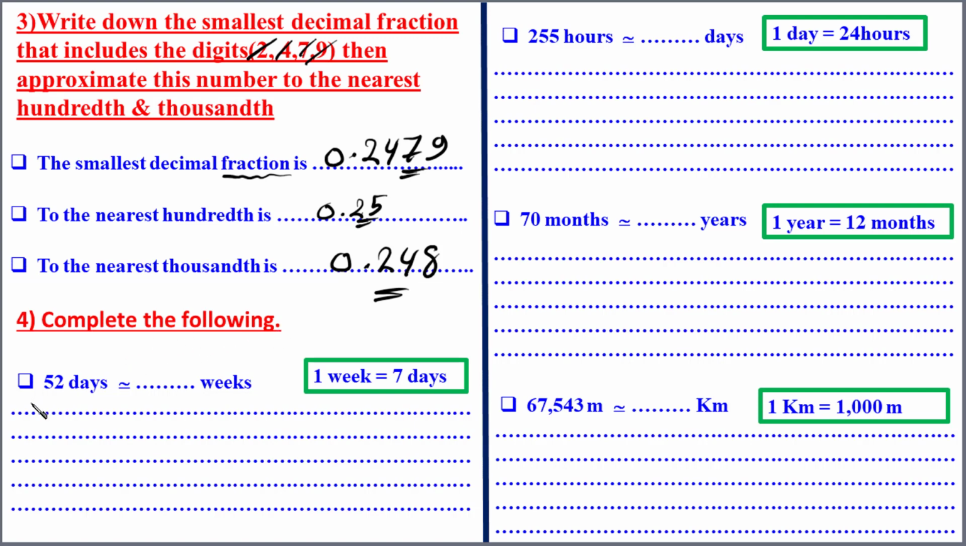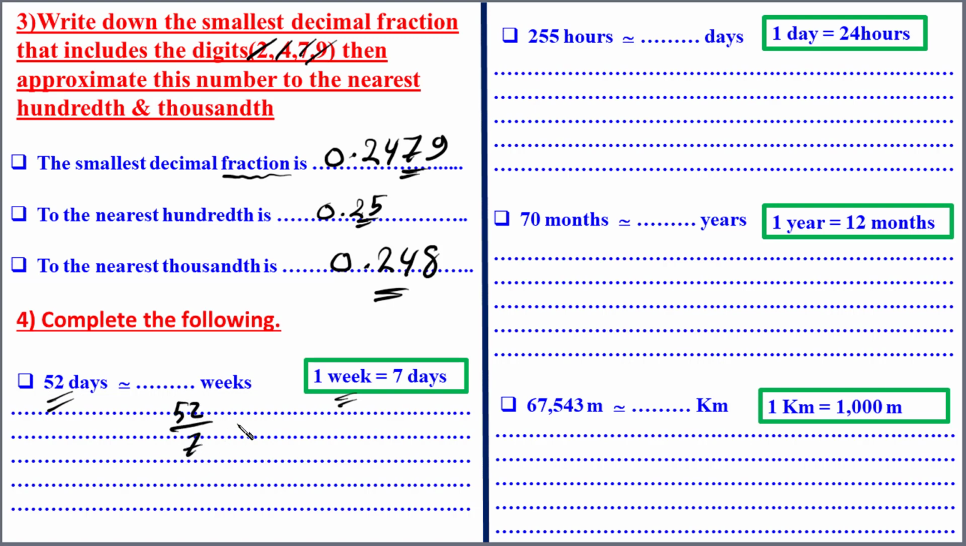Next, he said complete: 52 days approximately equals what weeks? Remember, 1 week equals 7 days. When he said approximately equals how many weeks, we will convert these days to weeks. Then we can approximate to the nearest unit, just as we studied before in grade 4. Now how many weeks are in 52 days? To find it, just divide 52 by 7.